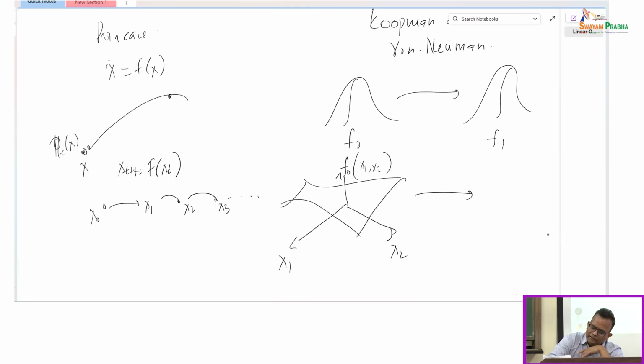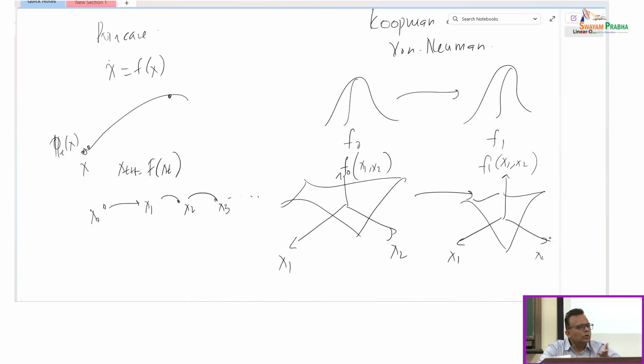f0 is my function, and that will evolve to some new function at some later time. Agree? Something like this, right? So this could be a simple example of how the function is evolving over time. And you may still not see this connection with the Poincare view. So let's just take a look at one more example.